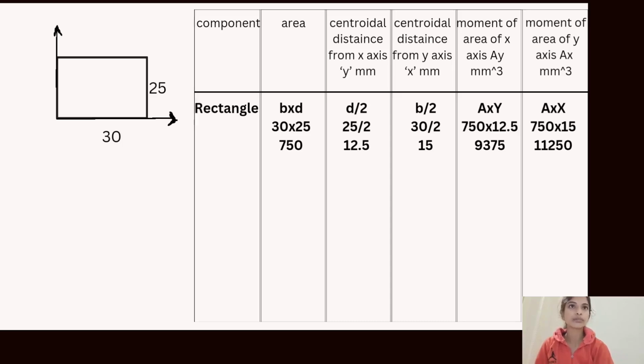For calculation of the moment, we just multiply the area and the centroidal distance from x-axis, which is a into y, 750 into 12.5, which is 9375. And next I'm calculating the moment of area about y-axis, ax in millimeter cube, where I again multiply area with the centroidal distance from y-axis, which is 750 into 15, which is 11250.